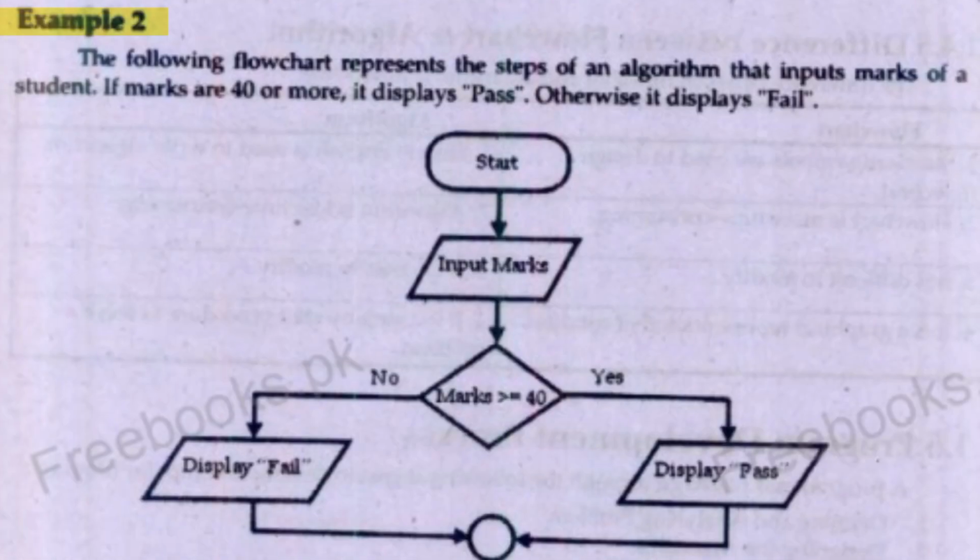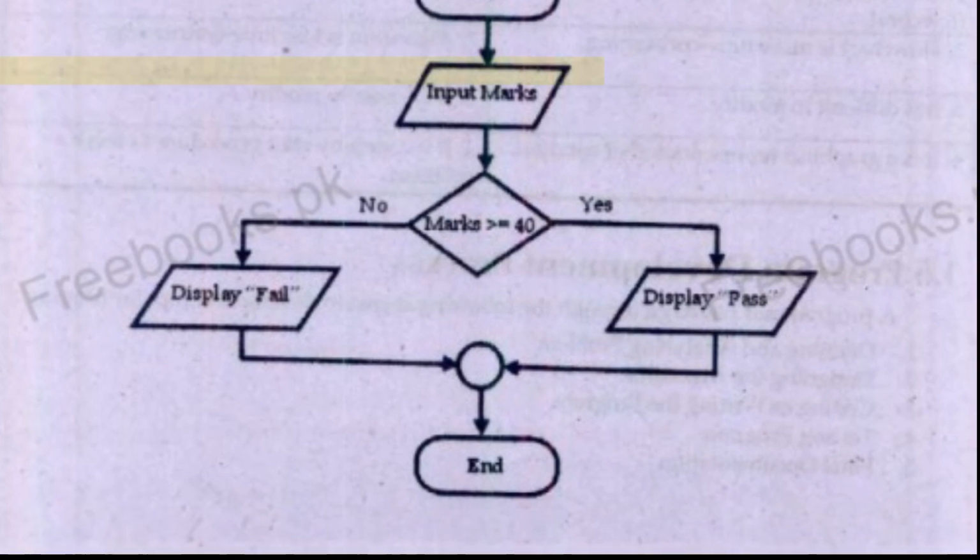Example 2. The following flowchart represents the steps of an algorithm that inputs marks of a student. If marks are 40 or more, it displays pass. Otherwise it displays fail. First start. Input marks from user. If marks are greater than or equal to 40 it displays pass, and if the condition becomes false it displays fail. After it, terminate the program.